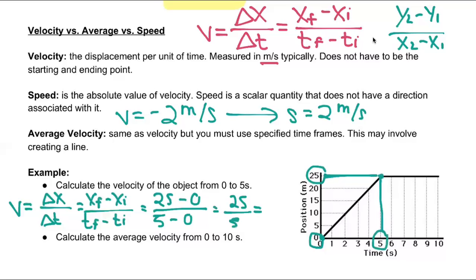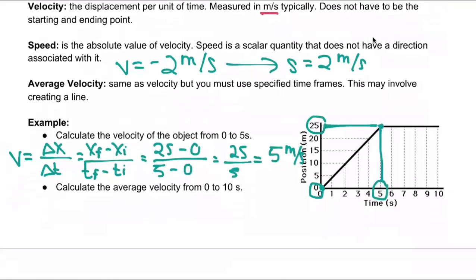What's the velocity of my object? You should have said 5 meters per second. Awesome.